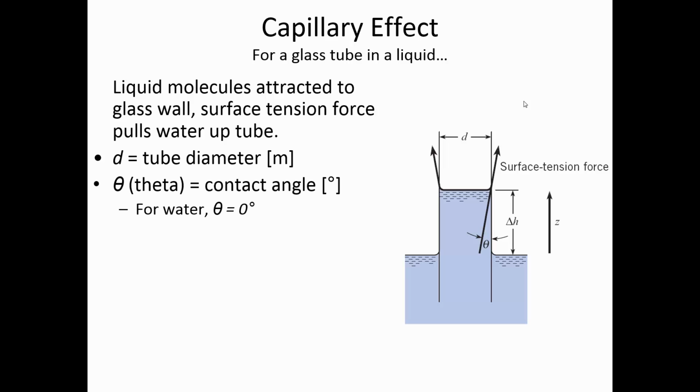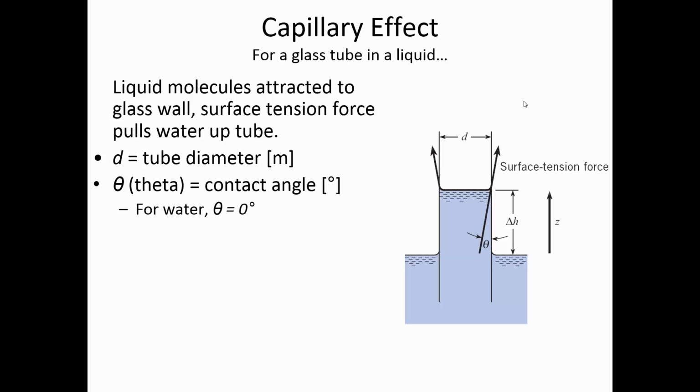Now let's look at some of the dimensions that are shown on this drawing. I already mentioned delta H, and that's kind of obvious. Delta H is how high the water gets sucked up into the glass tube. D is the diameter of the glass tube.